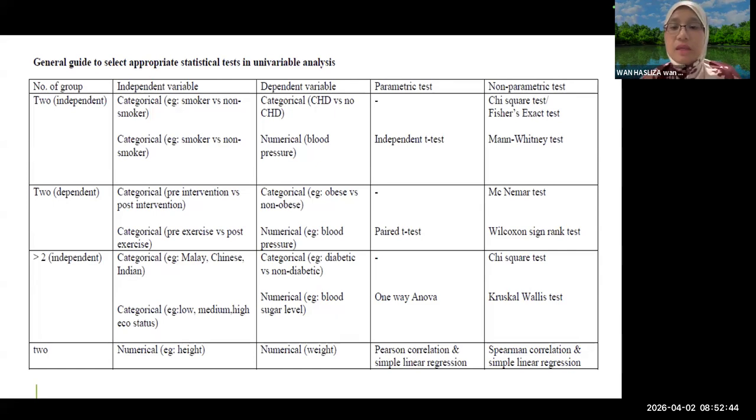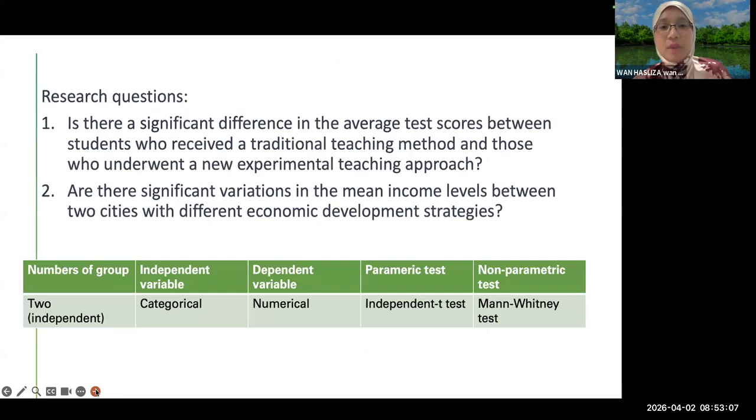Okay, students, do you understand or do you have any question? Do you have any question? Okay, no question. I proceed. Okay, I assume that you understand. All right. Okay, next. Now we go to example detail for each one.